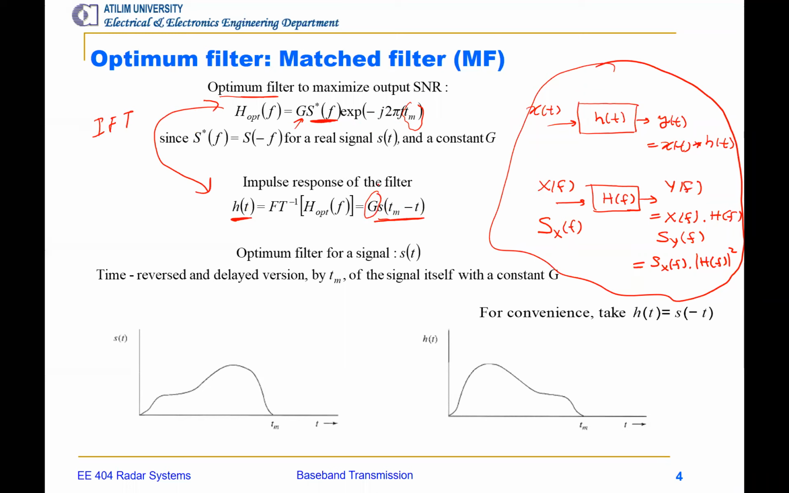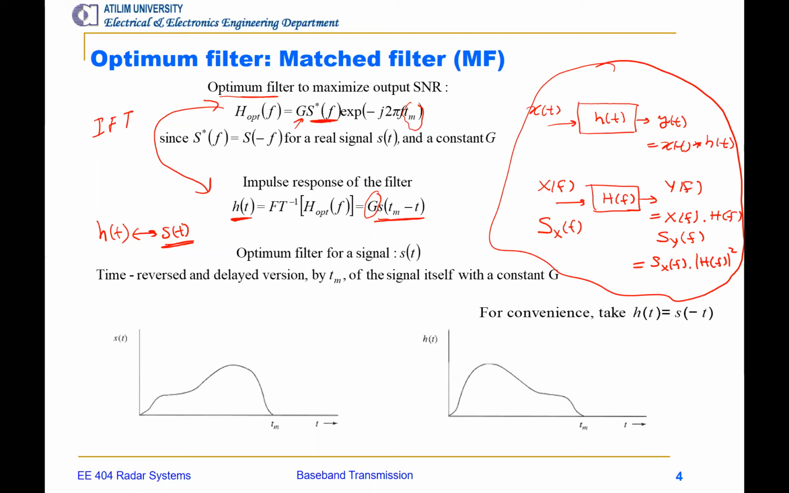Okay, now we simply design a filter whose impulse response is h of t. It's matched to s of t. That's why we call it a match filter. So this filter is matched to s of t. Then to design a match filter, we have to have a signal first. We have to define a signal. The transmitted signal should be known, should be given, so that I can design a match filter for that transmitted signal.